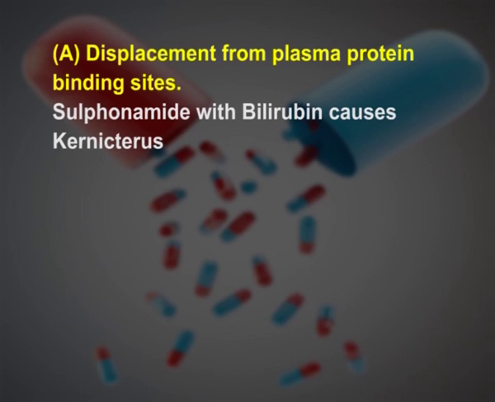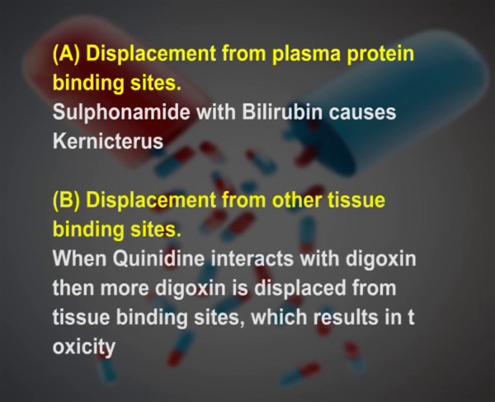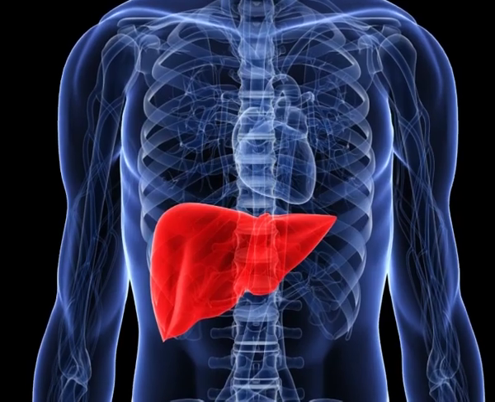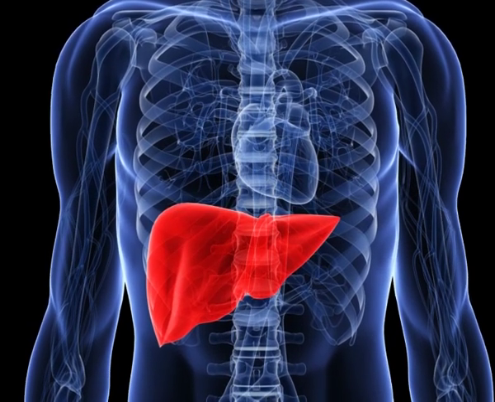Sulfonamide with bilirubin causes kernicterus. B. Displacement from other tissue binding sites. When quinidine interacts with digoxin, more digoxin is displaced from tissue binding sites, which results in toxicity. Third category is interactions during biotransformation or metabolism. The liver is the major site for drug metabolism.